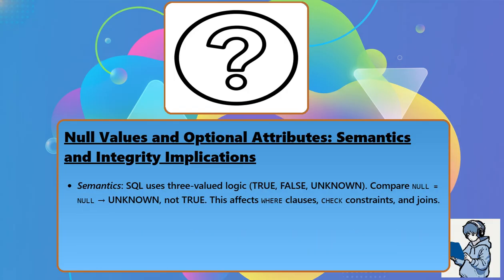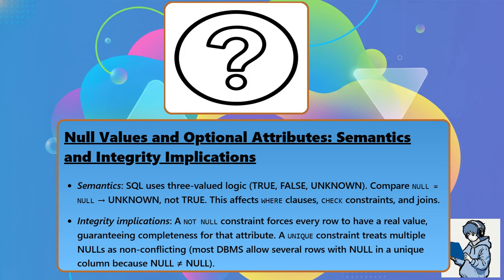Semantics: SQL uses 3-valued logic: true, false, unknown. Comparing null = null gives unknown, not true. This affects WHERE clauses, check constraints, and joins. Integrity implications: a NOT NULL constraint forces every row to have a real value, guaranteeing completeness for that attribute.